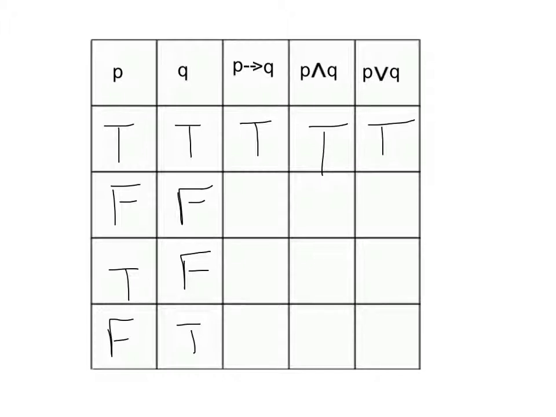Now, this is where it gets a little bit tricky. False and false. If P is false, then Q is false. Since they're both false, that's actually, as strange as it sounds, true. Now, P and Q: neither of them is true, so that's going to be false. P or Q: neither of them is true, so that's going to be false.